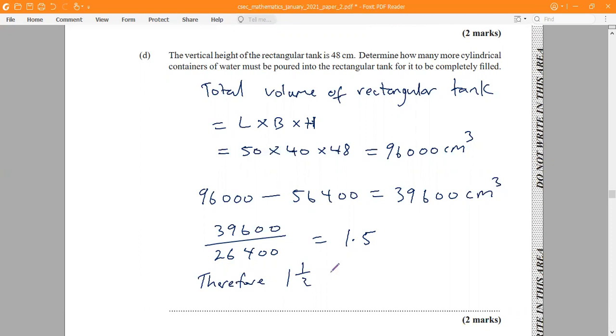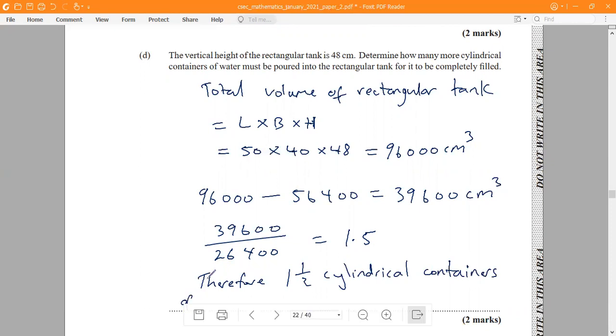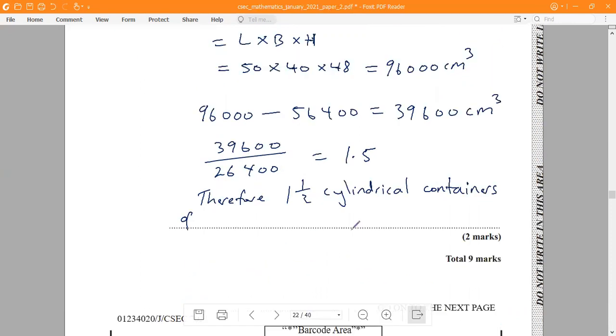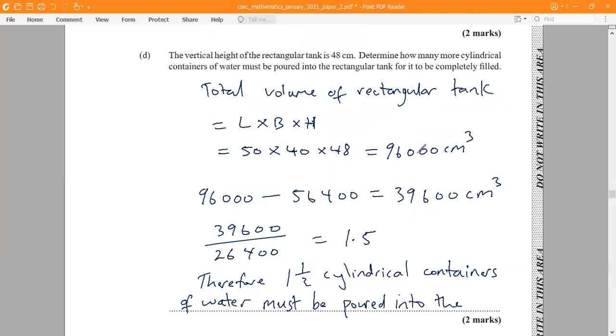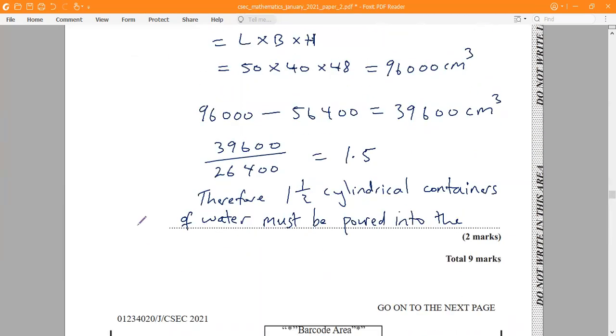1.5 cylindrical containers of water must be poured into the rectangular tank for it to be completely filled.